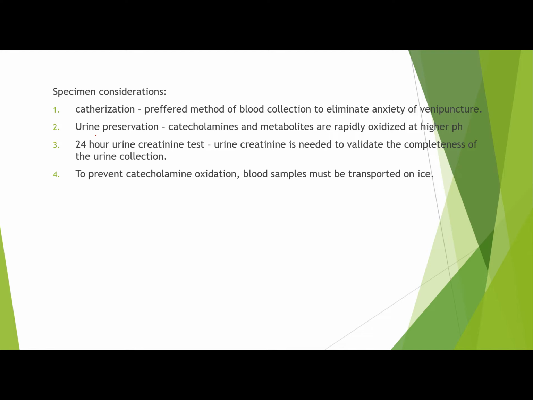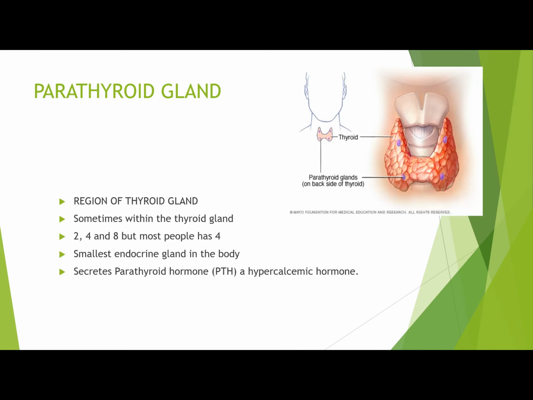Then another consideration, urine preservation, class. You have to consider processing the urine immediately because catecholamines are rapidly oxidized at higher pH. So if your urine is alkaline, the catecholamines and metabolites decrease. 24-hour urine creatinine test: urine creatinine is needed to validate the completeness of the urine collection. To prevent catecholamine oxidation, blood samples must be transported on ice.